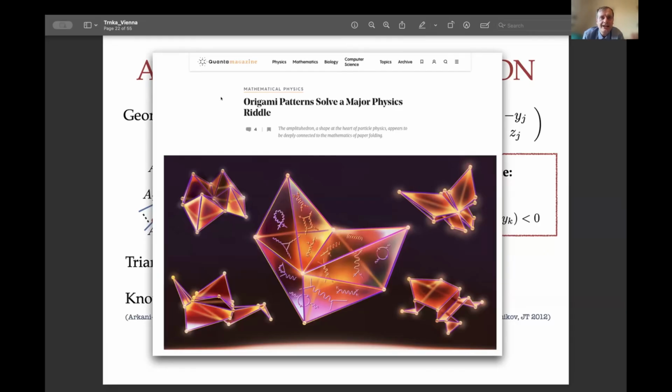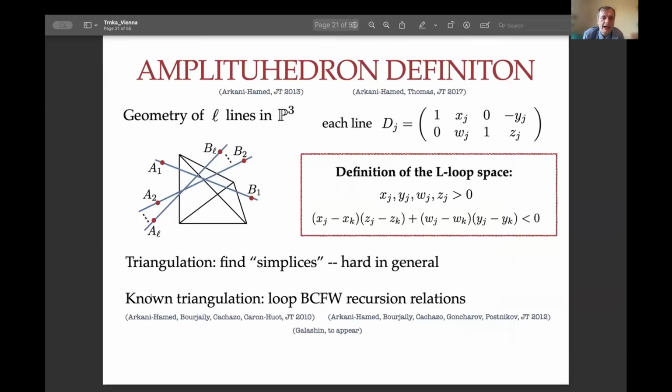His paper is still not yet out, but there is already a Quanta Magazine article about it. And yeah, this might provide a clue how the triangulation works, in particular in this context of the BCFW recursion relation.